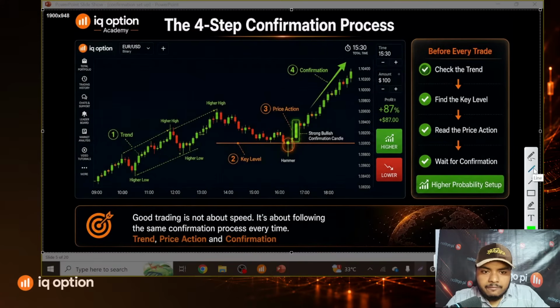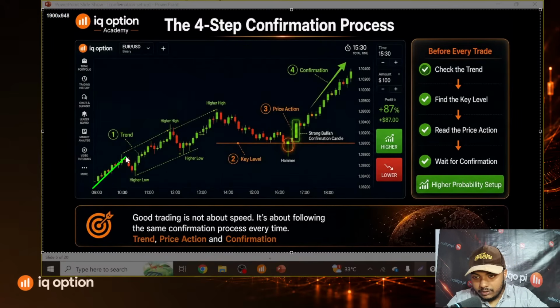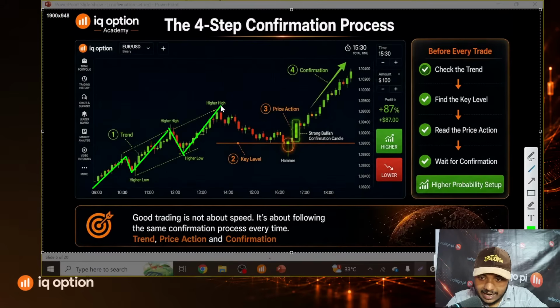The first confirmation, the first thing you have to check when you enter the market, is the trend. In this chart, we found that the trend is an uptrend because the market is making higher highs and higher lows. So the market is in an uptrend. The second thing is to find a good support zone, because in an uptrend we only deal with the support zone. That's why we have to find a good support zone here.